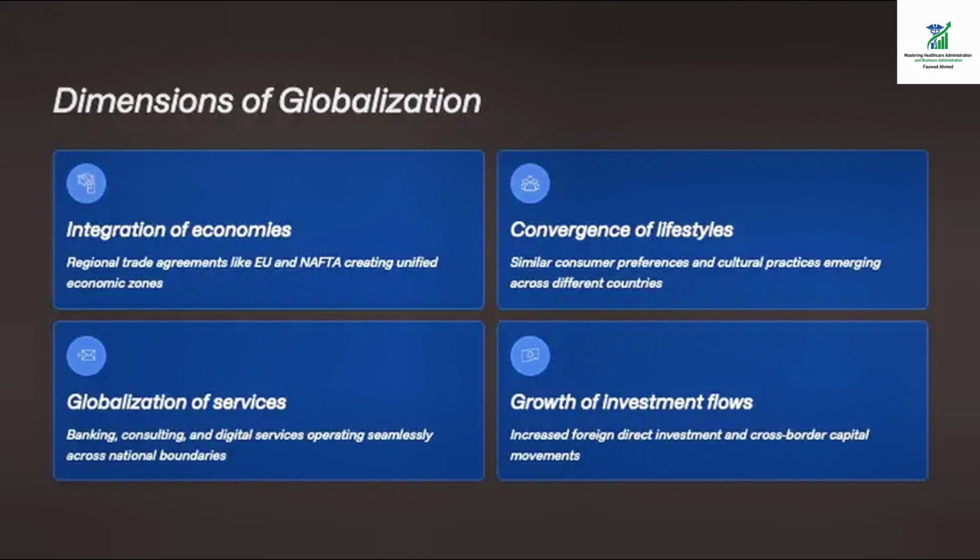Dimensions of globalization. Fifth are the observable dimensions of globalization. Integration of national economies. Examples include the European Union or NAFTA. Convergence of lifestyles. Consumers worldwide increasingly want similar products: smartphones, clothing brands, even fast food. Globalization of services. Banking, insurance, education, and healthcare are no longer local but delivered across borders. Growth of investment flows. Cross-border capital has become a normal part of business strategy. For healthcare, this means patients expect similar levels of care globally, and providers compete with international benchmarks.